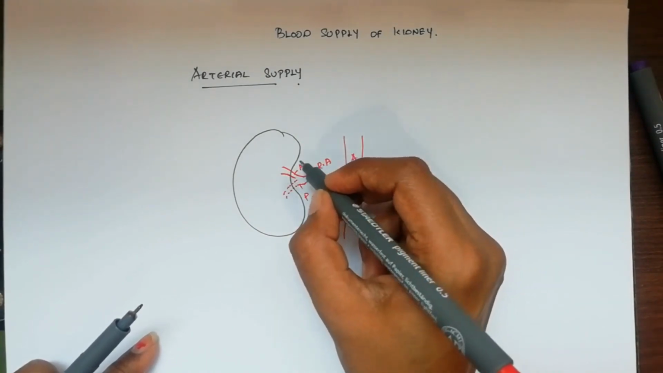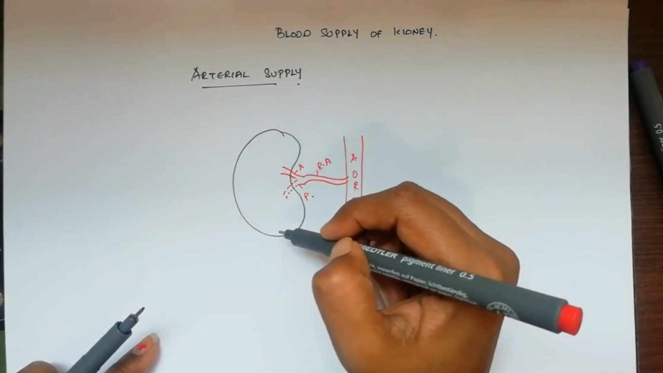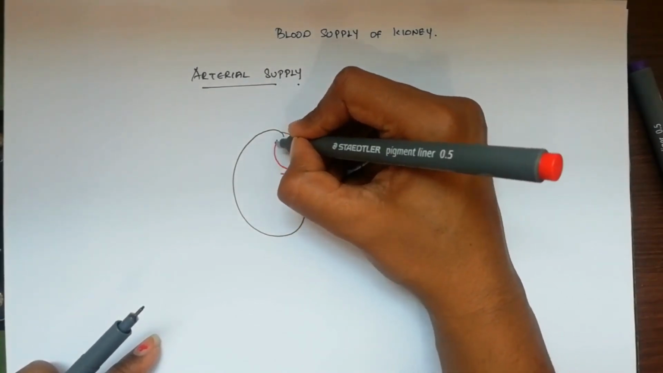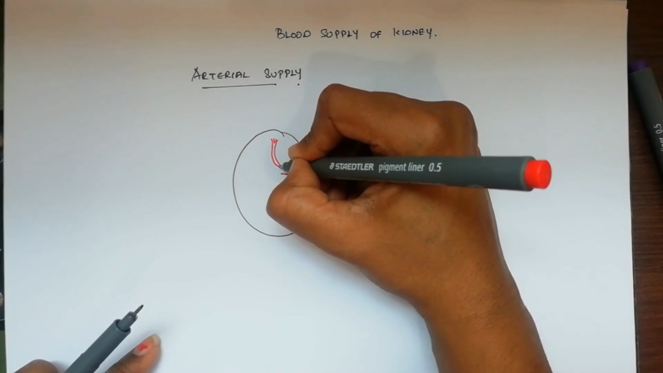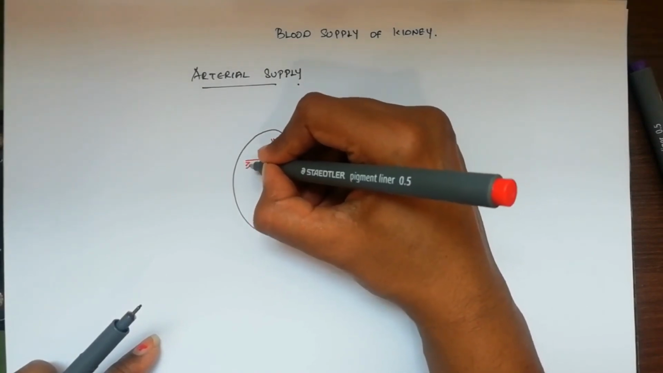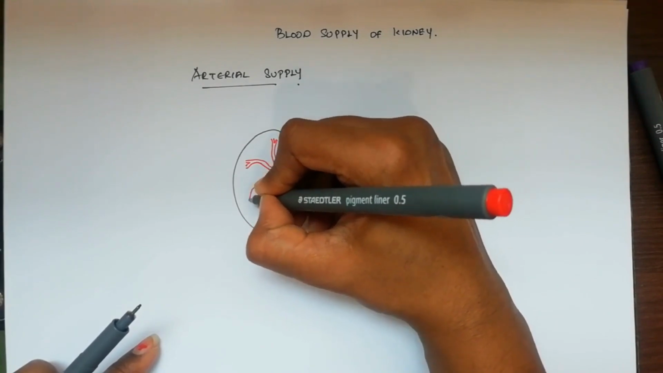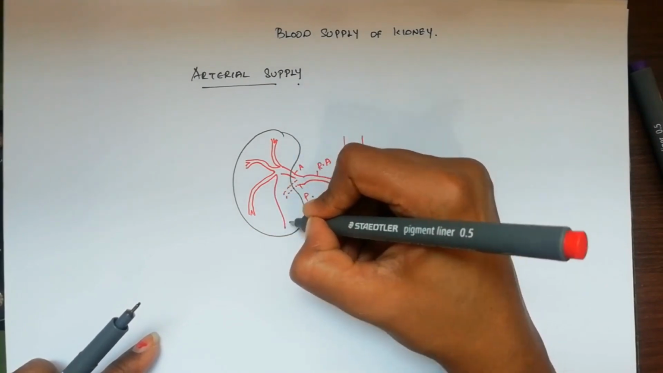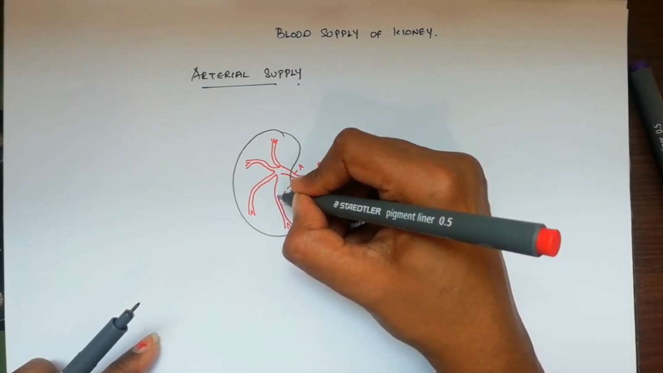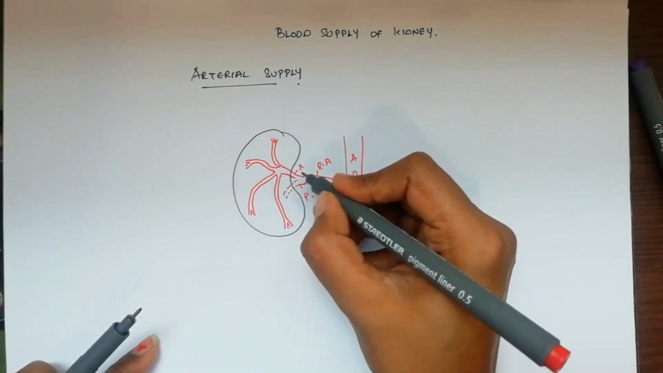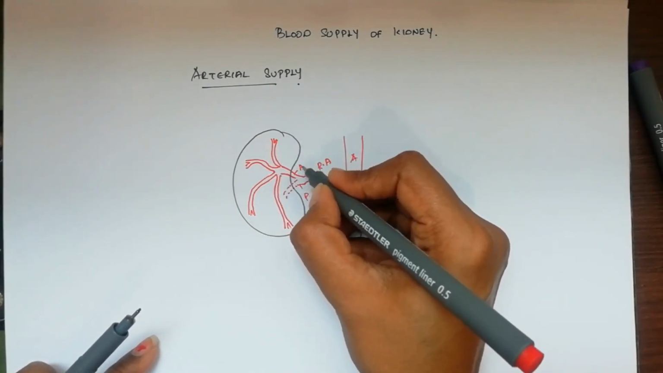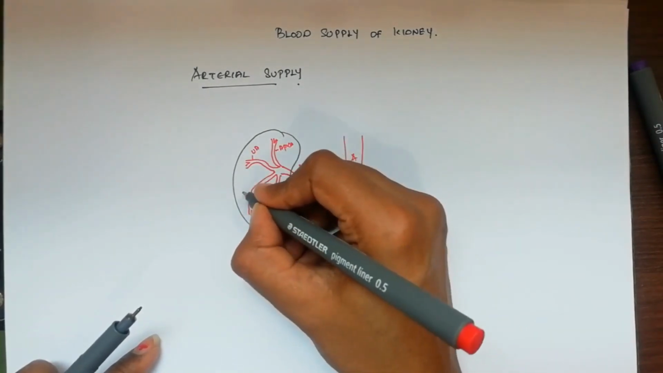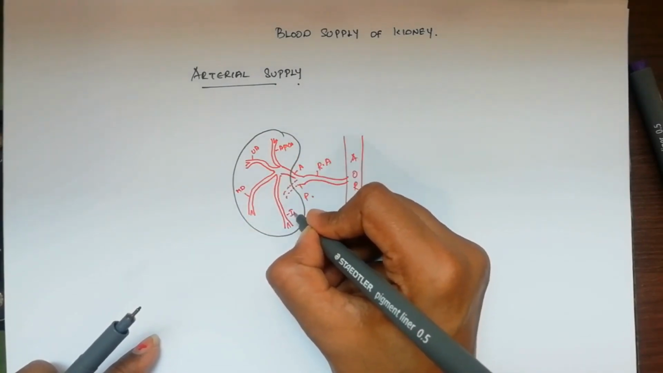Here the anterior division, while reaching the anterior surface of the kidney, will again divide into four segmental arteries. Those are apical, upper anterior, middle anterior, and inferior. So these are the segmental arteries, or segmental branches, coming from the anterior division of the renal artery: apical, upper anterior, middle anterior and inferior.